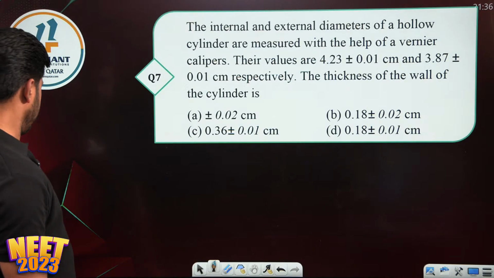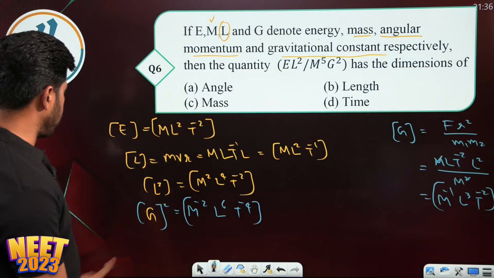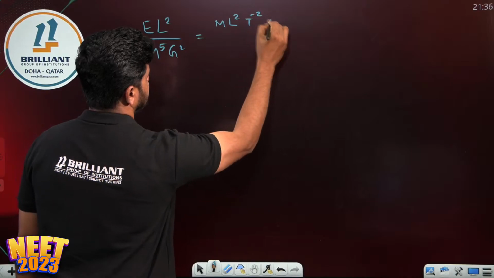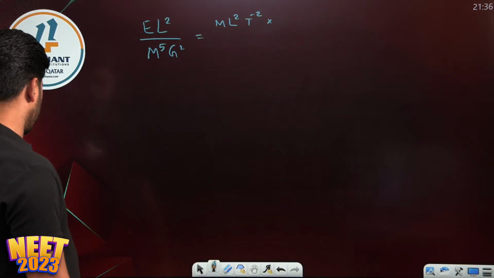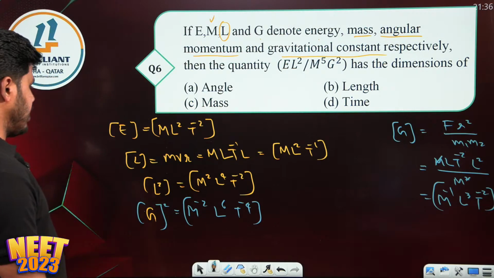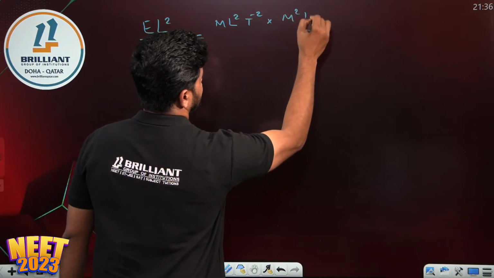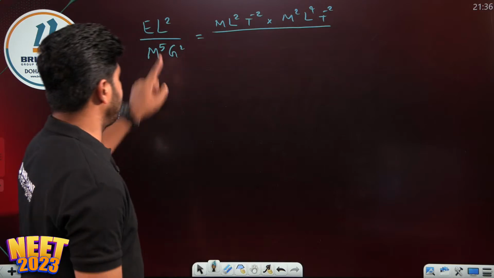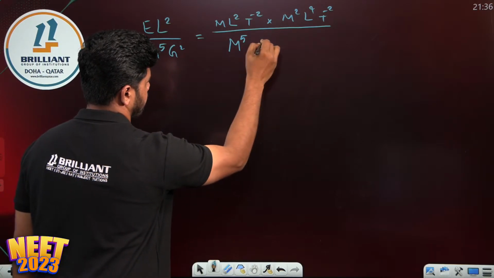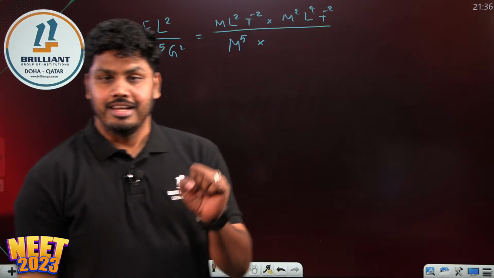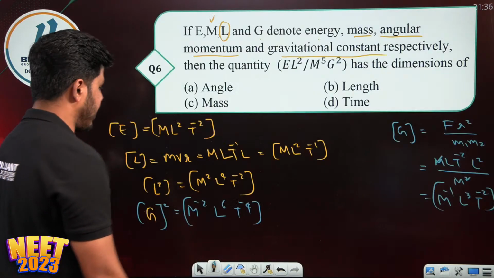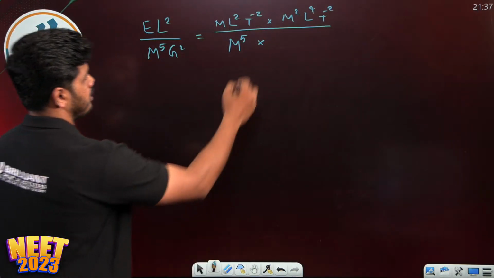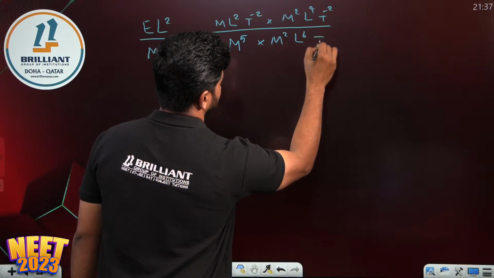What is E? Energy is going to be m L squared T raised to minus 2. Into, what is L squared? Angular momentum squared, that also we found out: m squared L 4 T minus 2. Numerator is ready. Divided by, what is that quantity m? It is mass only, mass raised to 5. No confusion. G is the gravitational constant, which we already squared and kept here. G squared is going to be m squared L 6 T raised to minus 4.